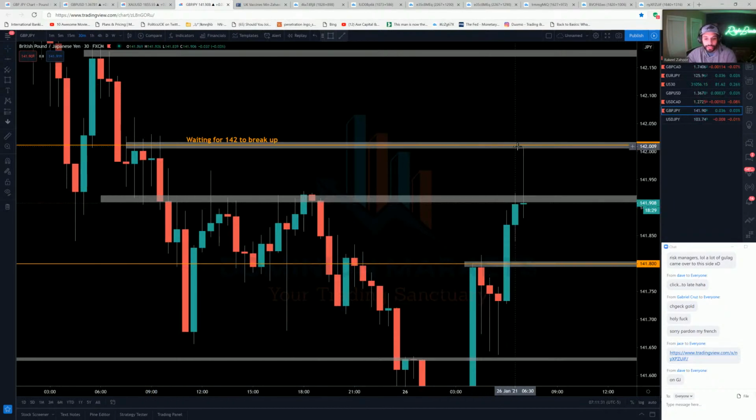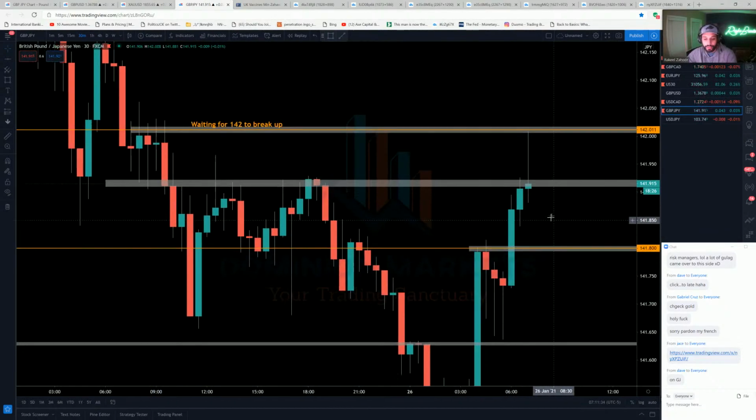Pound yen has rejected that area, and if we start closing below 141.915, 141.920, man, we'll be looking for some sort of selling opportunities for price to continue down.